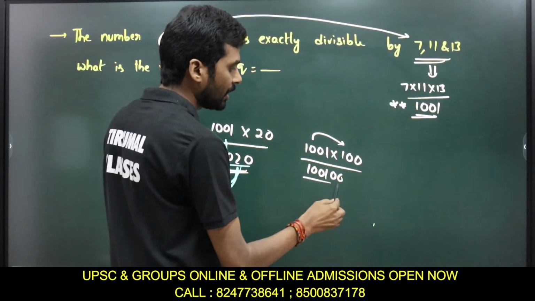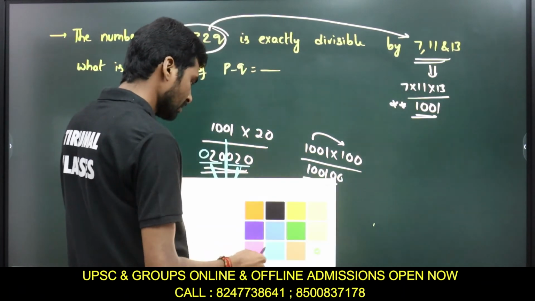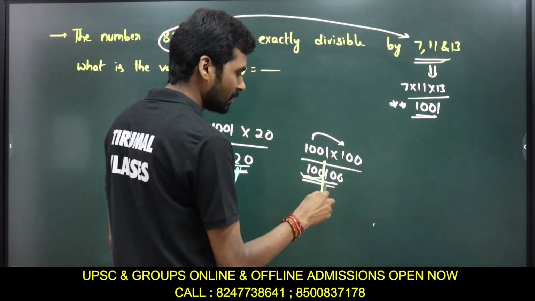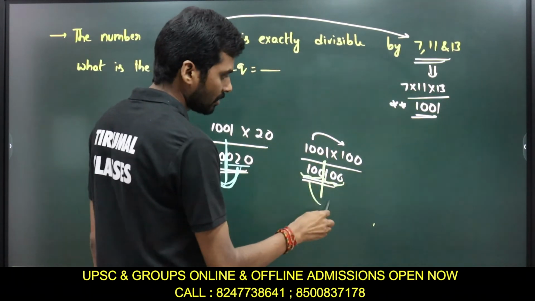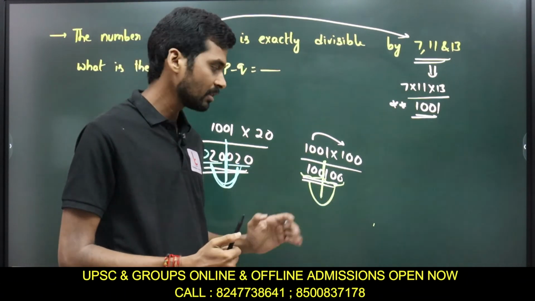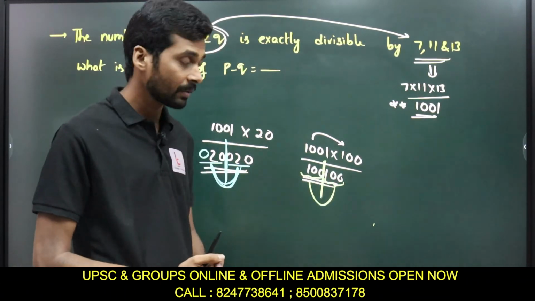100100. Okay, how many digits do I have? 6 digits. 6 digits means that you break this number, 100 and 100. So you have the same number of digits, right? You have the same number of digits in both the left side part and the right side part.